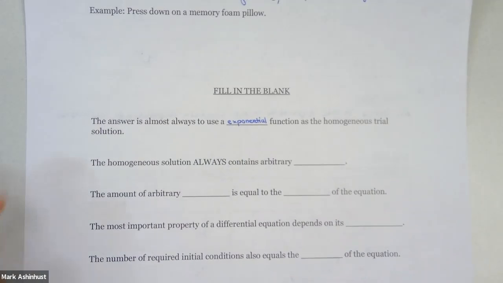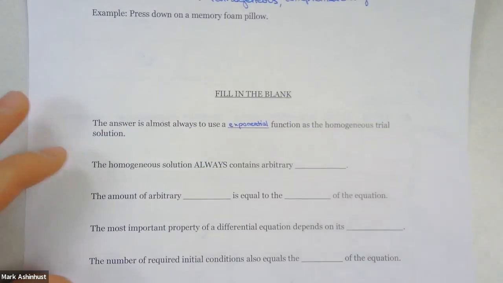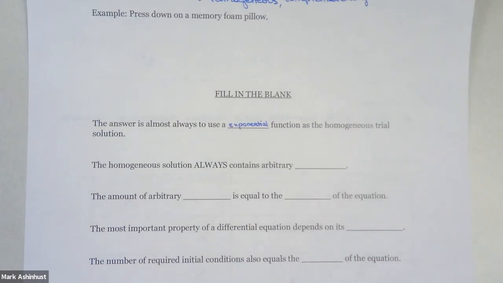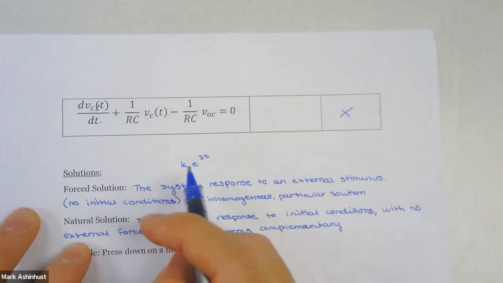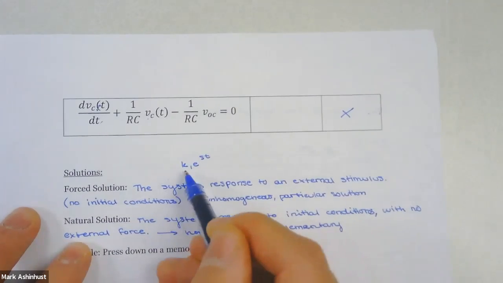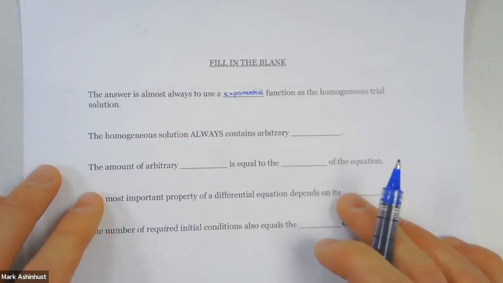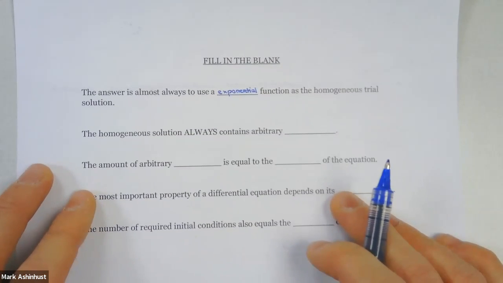And we'll see that, right? We have e to the st. That's exponential, right? E to the st. We have our k1 e to the st. It doesn't have to be k1, it's just an arbitrary constant, which we'll also get to. Actually, that's the next one.